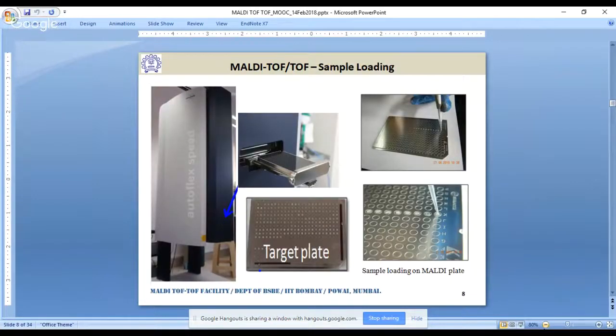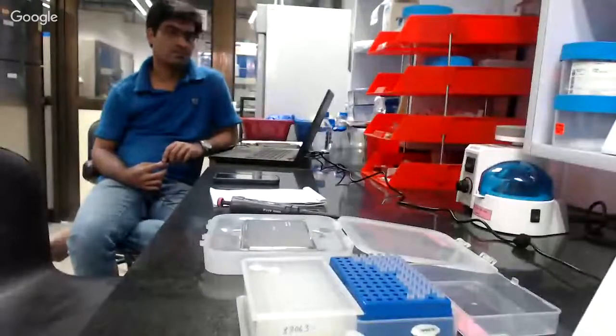Now coming to the instrument per se. To the left of the slide is an image of the Autoflex Speed machine that we have here at IIT. Professor Sanjeeva showed you. There is a sample loading tray that comes out, which has the target plate. So from here, my colleague Vipin will be showing you how samples are loaded onto the target plate and how it is placed in the instrument.